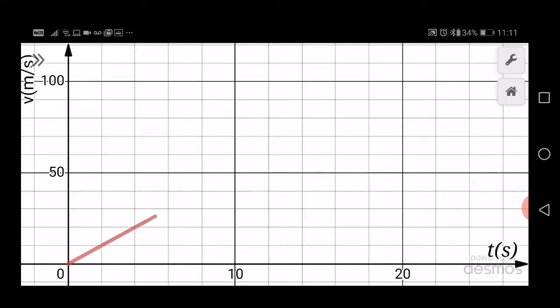velocity time graph. It starts at 0, and after 20 seconds it reaches up to 100, because an acceleration of 5 meters per second squared times an interval of 20 seconds gives you a final velocity of 100. And so that is the aspect of a velocity time graph for an object with positive acceleration of 5 meters per second squared.